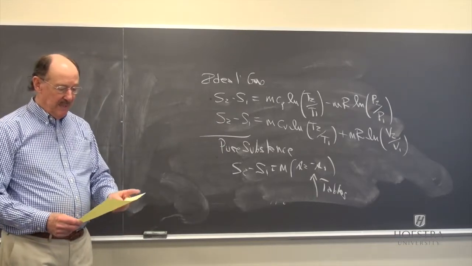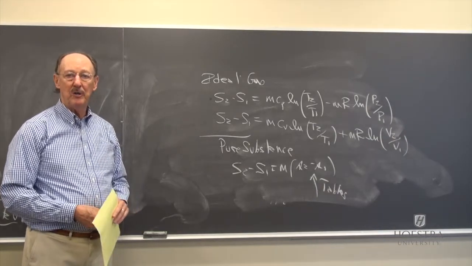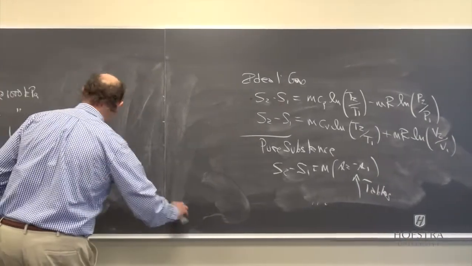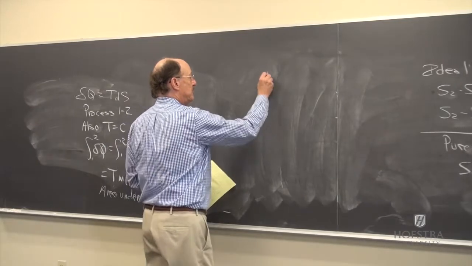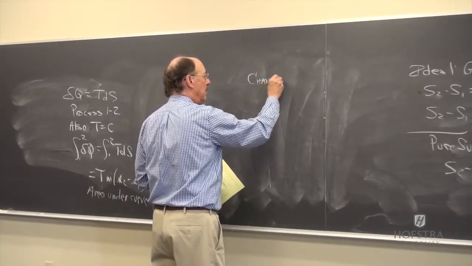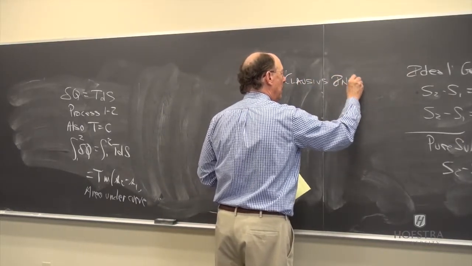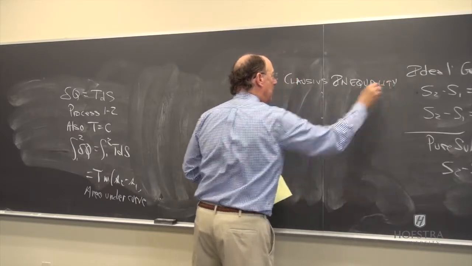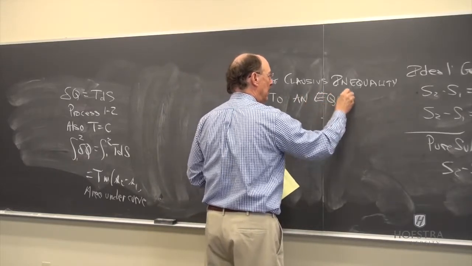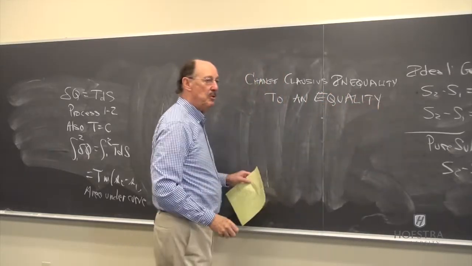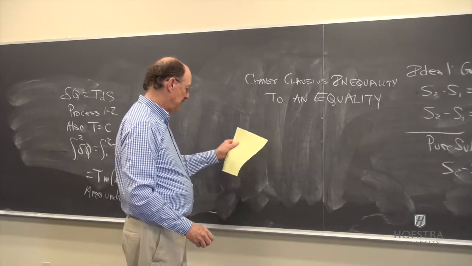Now what we're going to do is change the Clausius inequality to an equality and introduce a term called entropy production. So we're going to change the Clausius inequality to an equality. And to do that, we're going to be looking at introducing an idea of entropy production.